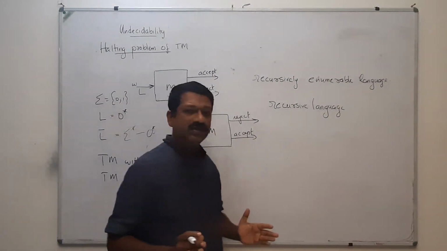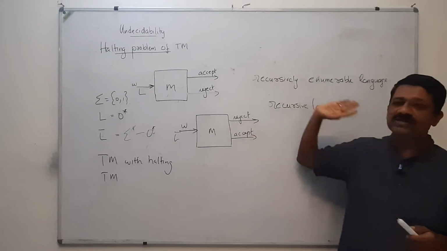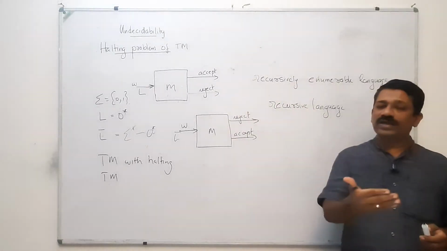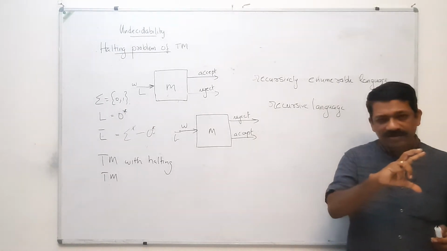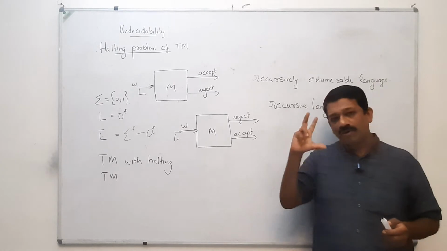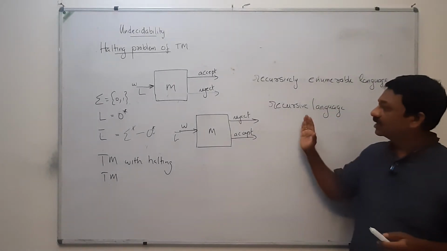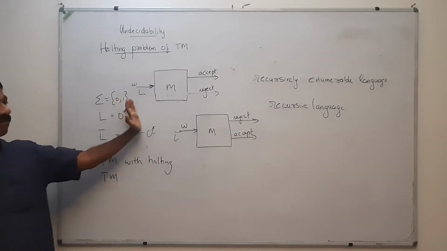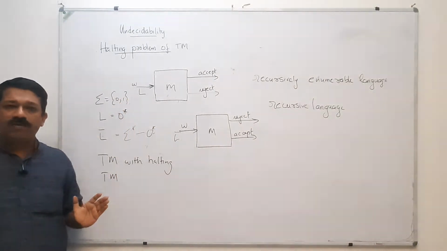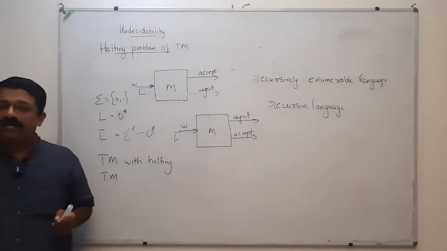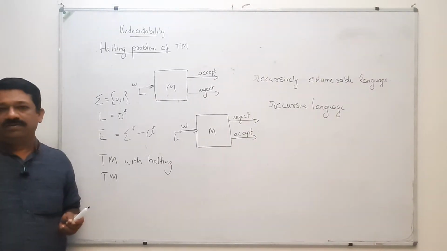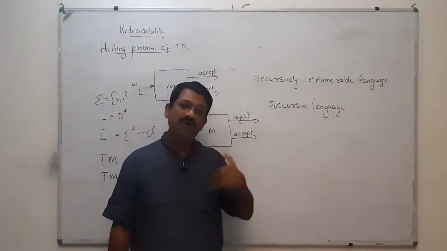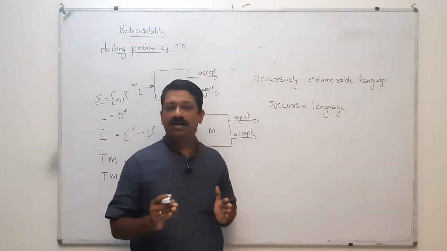That means if a language is recursively enumerable, there is a Turing machine which is accepting that. If its complement is also recursively enumerable, the same Turing machine can be used for accepting the complement also. That means if a language and its complement are both recursively enumerable, then we say that the language is recursive. If you have a Turing machine which is not having any halting problem, then the language accepted by that Turing machine is said to be recursive. Or in other terms, if a language and its complement are both recursively enumerable, that language is said to be recursive.